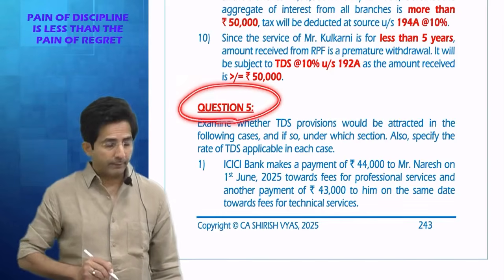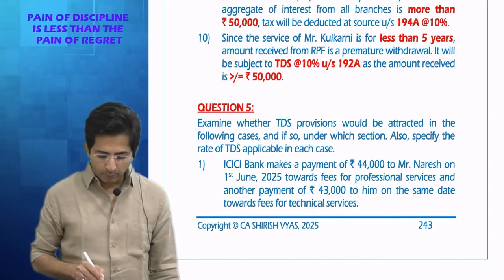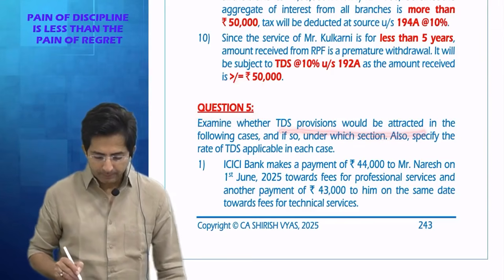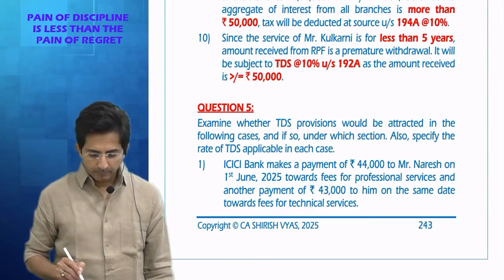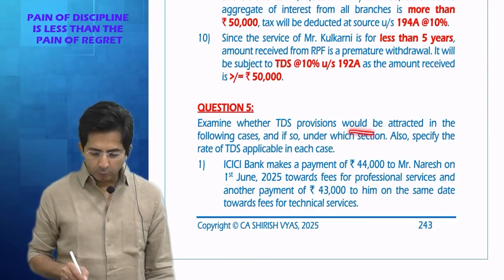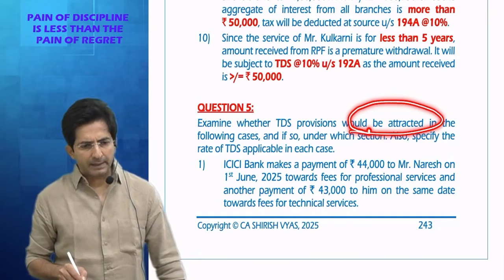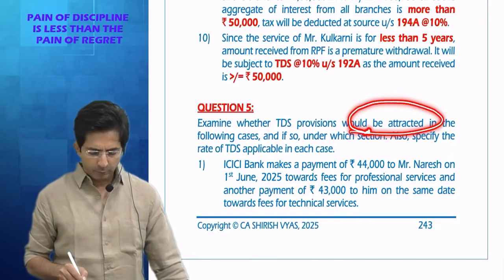First, question number 5. See, in question 5 what you have to answer: Examine whether TDS provisions would be attracted in the following case. If the tone of the question is whether TDS provision would be attracted or not, make sure you write the answer in that same tone. Your tone should be TDS provision shall be attracted, or not attracted.